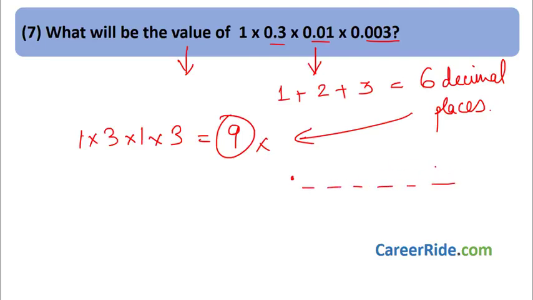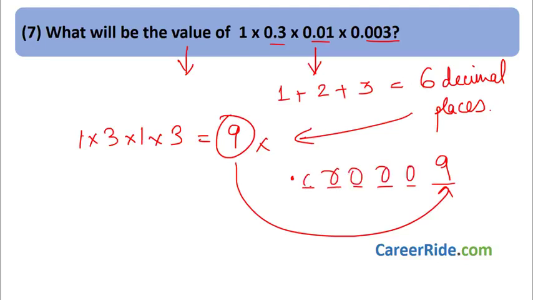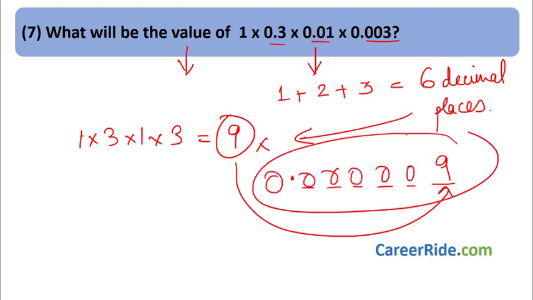9 first, let us write the number 9, it would come over here. Now this should be filled by 0 because there is no other number left. So 0, 0, 0, 0, 0, 0. Answer is 0.0000009. So these are 5 zeros and this is the 6th decimal place. Moving to the next question.